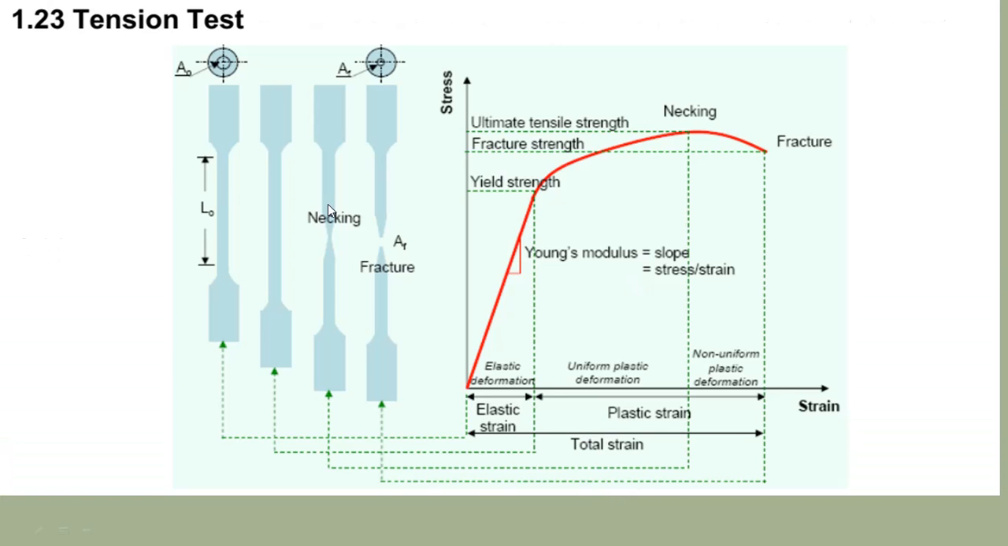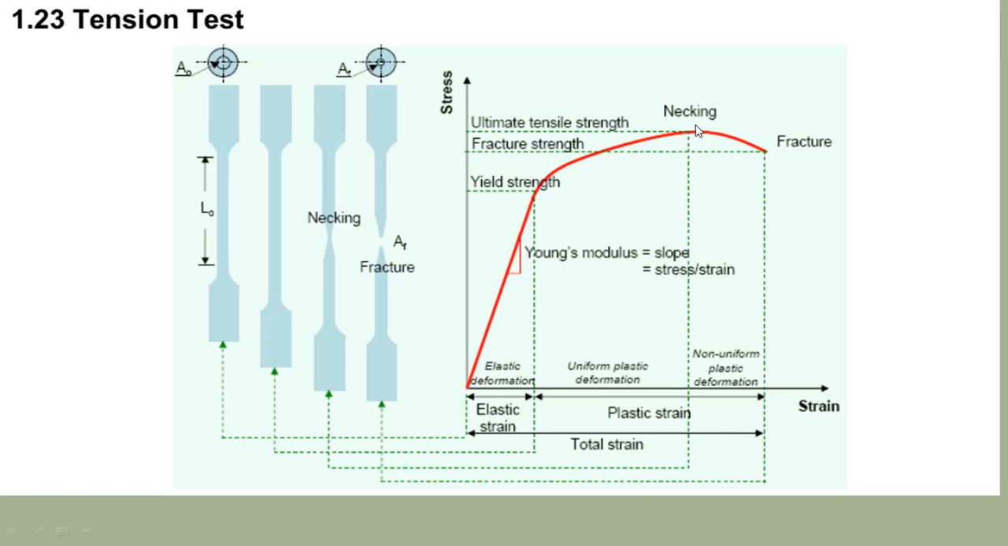Now this is the tension test, and this is the stress strain curve. Here strain, here stress. So plastic strain, elastic strain. This is elastic deformation, this is plastic deformation, this is neck formation, here fracture, here ultimate tensile strength, here yield strength. Young's modulus is equal to the slope, which is stress divided by strain. Here is uniform plastic deformation, and in this section non-uniform plastic deformation.